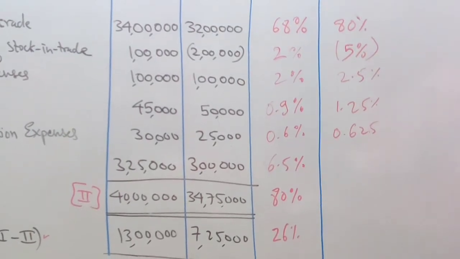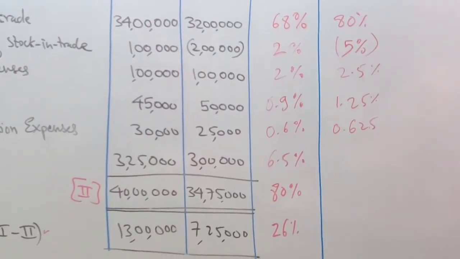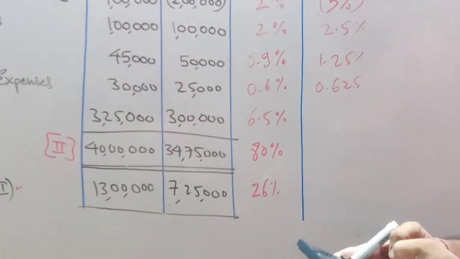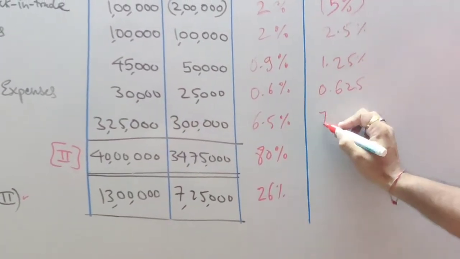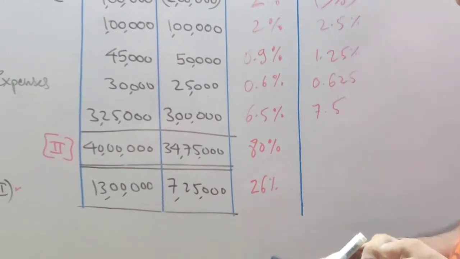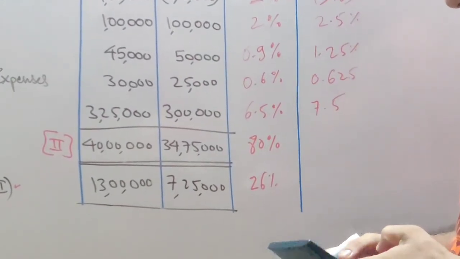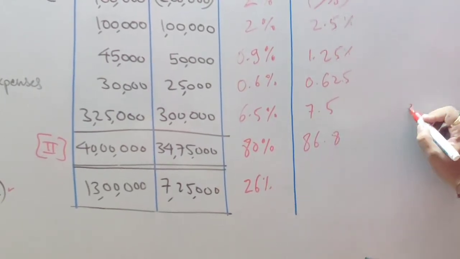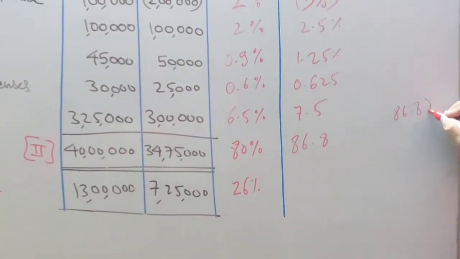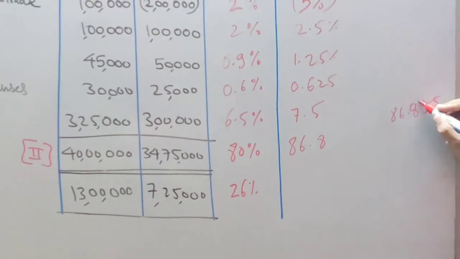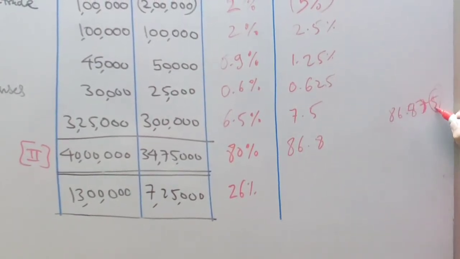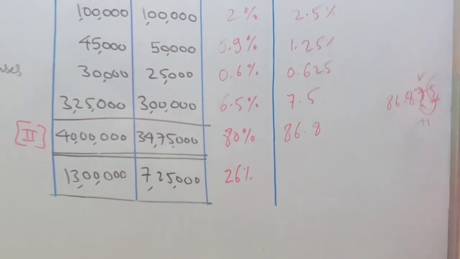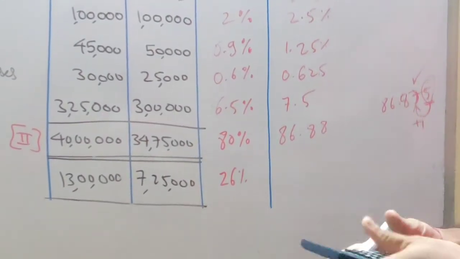Then 3 lakh, 7.5%. Then 34,75,000. I'm getting the answer 86.875. So what to do if the third digit is 5? You have to add 1 to your second digit, so it will become 88.